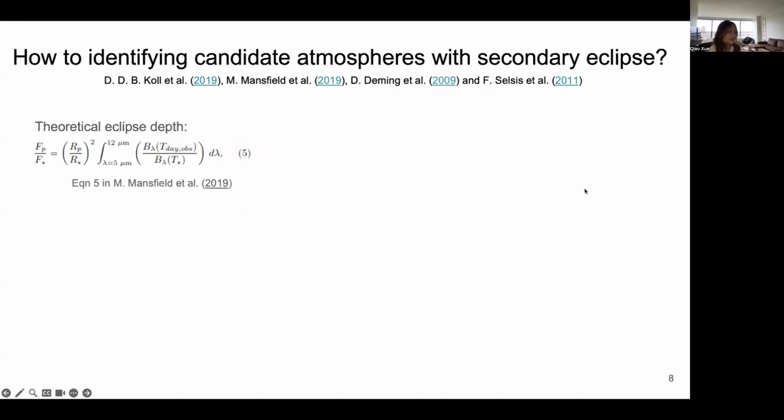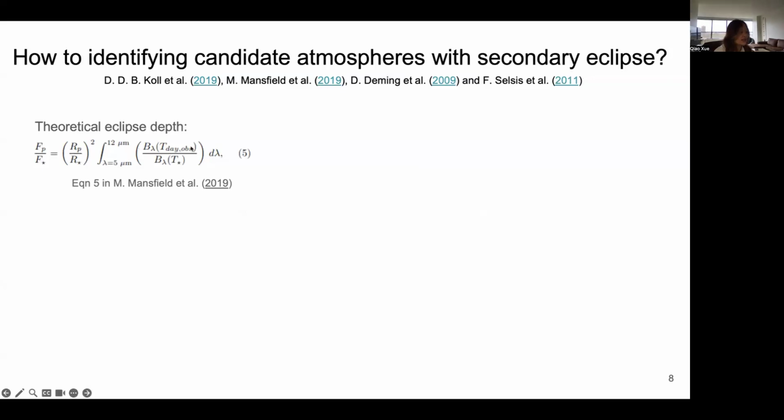And in this paper, besides the technique of emission spectroscopy, we also use the technique of secondary eclipse thermal emission to probe the presence of an atmosphere. This technique was originally developed by Koll 2019 and Mansfield 2019, and has been applied to some of the JWST observations, such as TRAPPIST-1b, c, LTT-1445AB, and GJ 486b. And here I want to explain this idea very briefly.